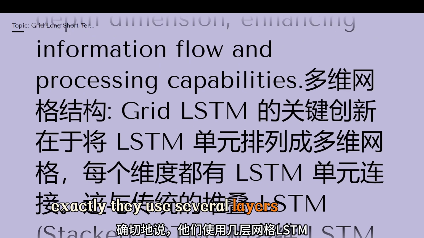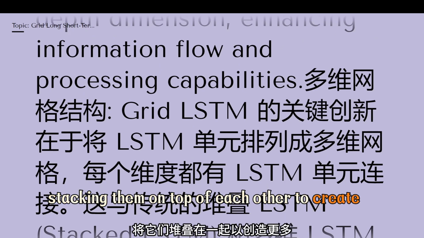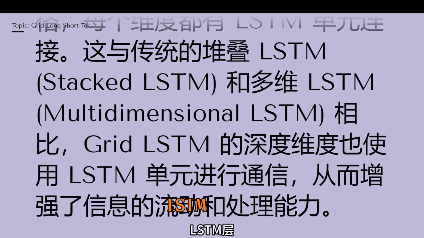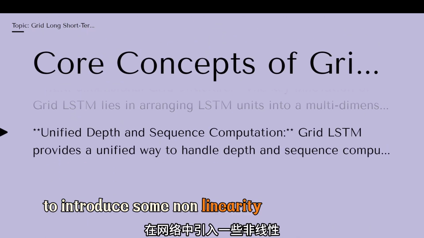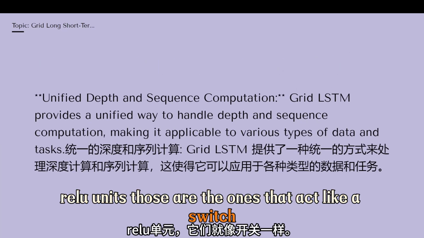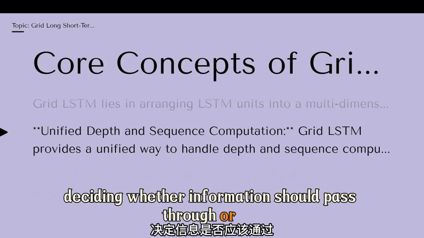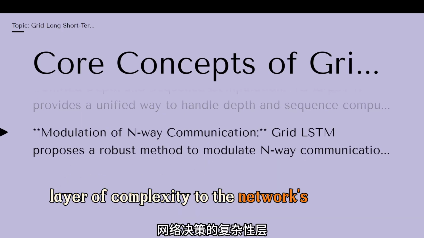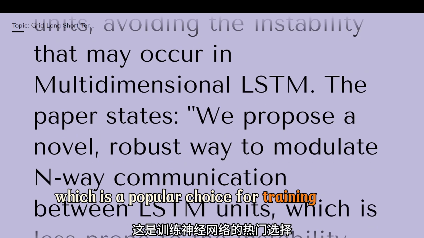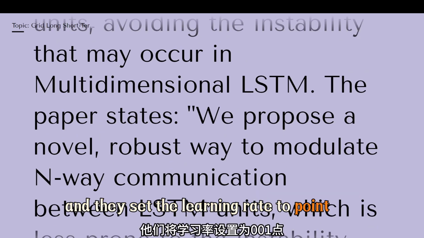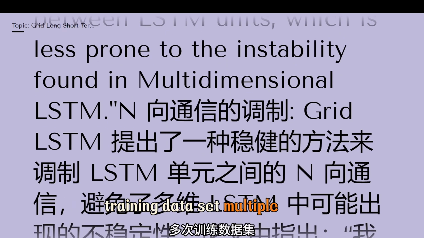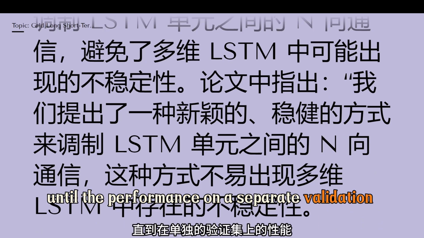Exactly. They use several layers of Grid LSTM, stacking them on top of each other to create a more hierarchical representation of the image. They also added a layer of ReLU units after the Grid LSTM layers to introduce some nonlinearity into the network, which helps it learn more complex patterns. ReLU units, those are the ones that act like a switch, right? Deciding whether information should pass through or not. It's like adding another layer of complexity to the network's decision-making. Exactly. They use the Adam optimization algorithm, which is a popular choice for training neural networks, and they set the learning rate to 0.001. They trained the network for several epochs, meaning they went through the whole training dataset multiple times until the performance on a separate validation set stopped improving.